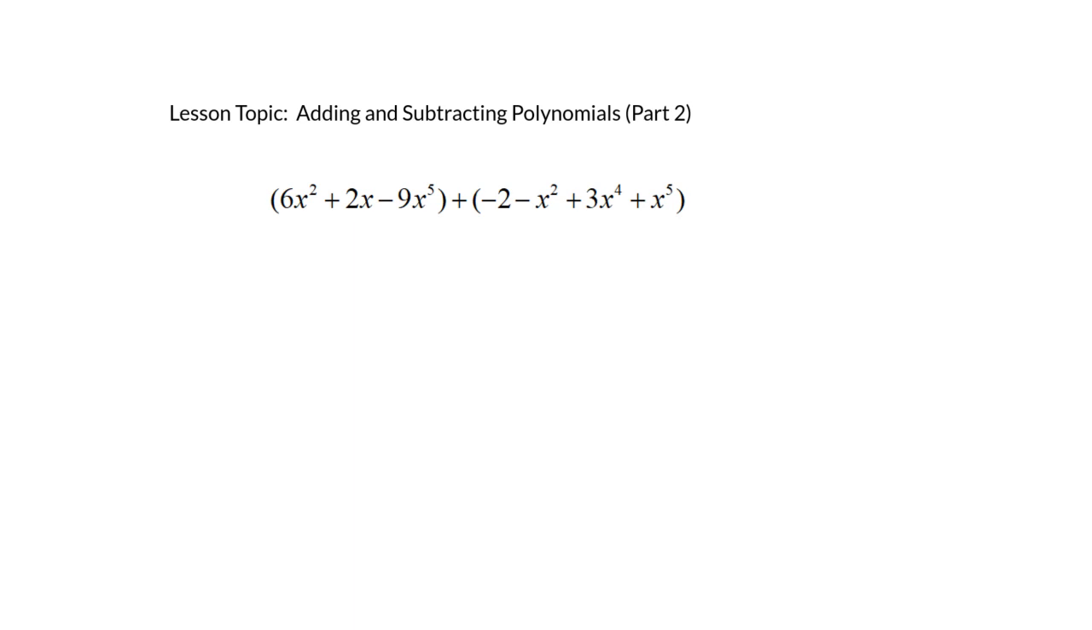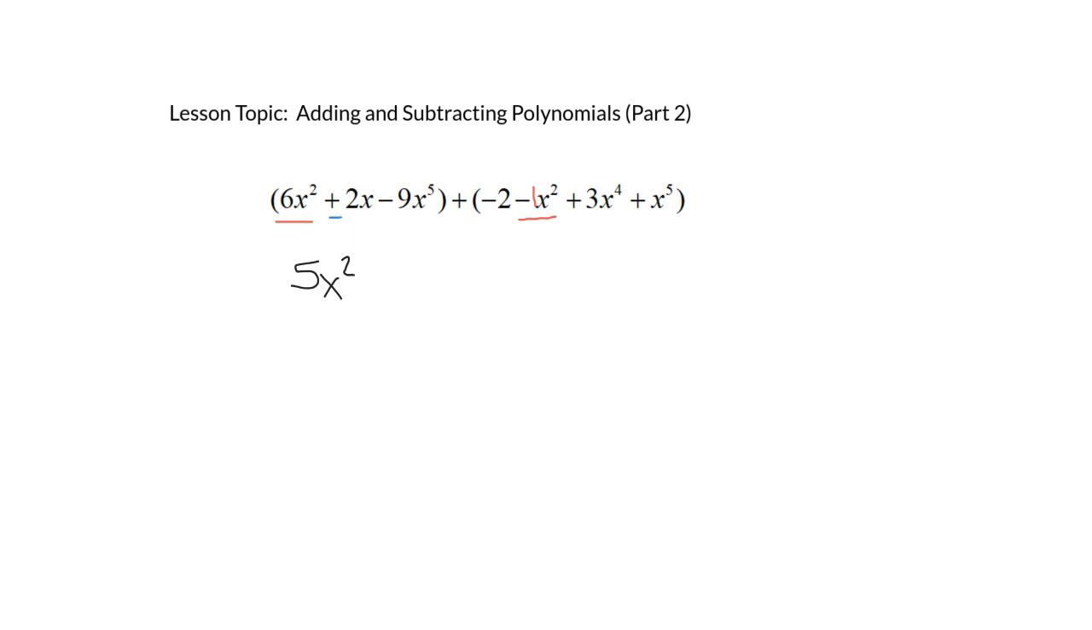So let's start by looking at our first expression. Again, we have 6x squared plus 2x minus 9x to the fifth. And I can go in any order I want when I'm combining like terms. So I'm going to always start with my first term. I have a 6x squared. The question is, do I have another x squared term somewhere? Well, I do right here. So I have 6x squared and I have negative 1x squared. Together, that will give me 5x squared.